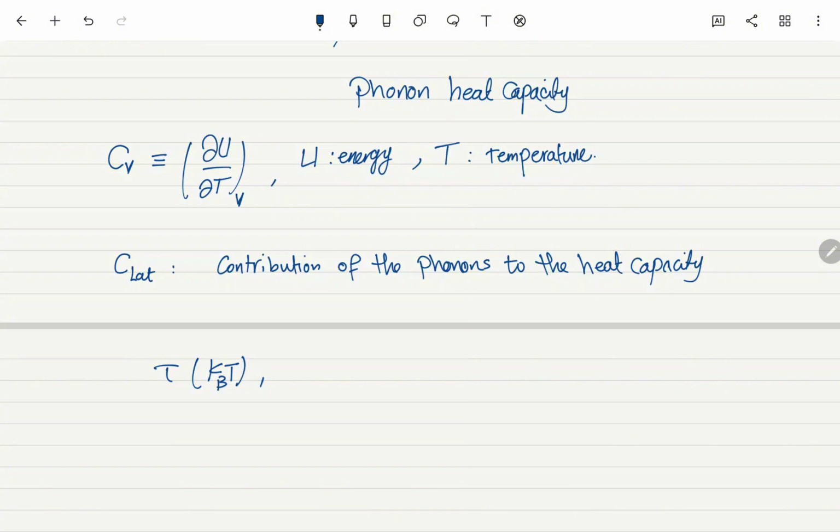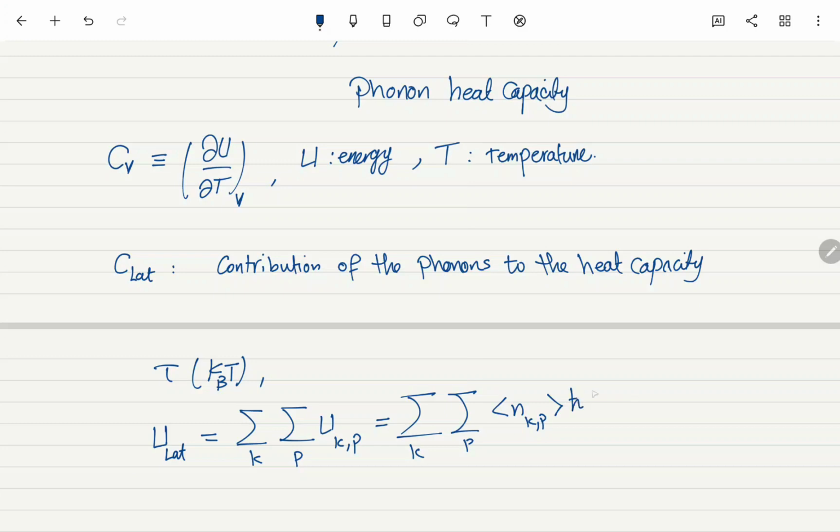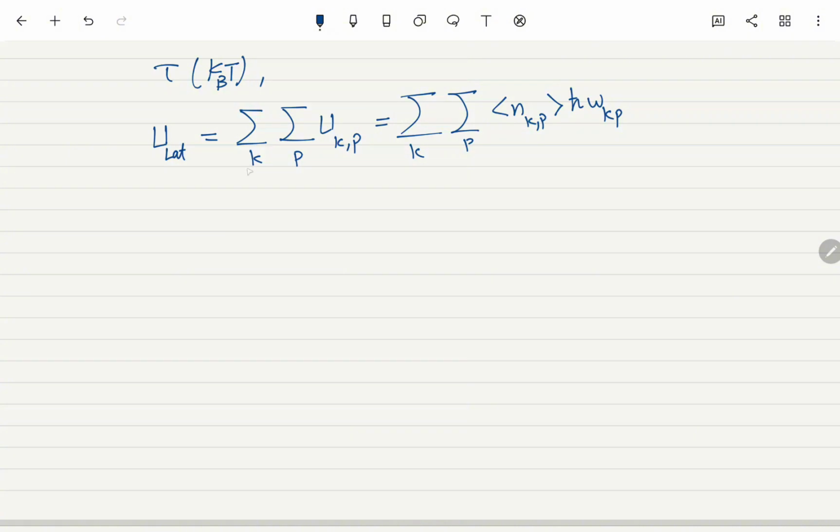This total energy is defined as U lattice equal to the double sum over K and P of N_KP h bar omega_KP. K here is the wave vector and P here is the polarization.